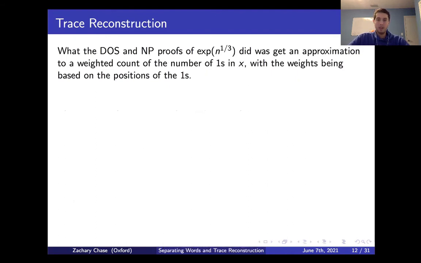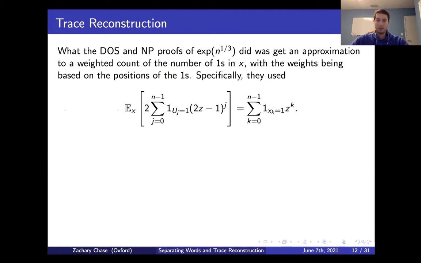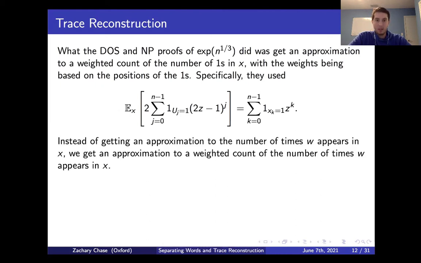Okay, so what the De-Oliveira-Servedio and Nazarov-Peres proofs of e to the cube root of n did was get an approximation to the weighted count of the number of ones in x, with the weights being based on the positions of the ones. So specifically, they use this formula. What you should focus on is that the thing that appears in the expectation is just a quantity involving the traces. And the right-hand side is a weighted count of the number of ones, where you weight by the position of the one. So instead of getting an approximation to the number of times that w appears in x, we instead get an approximation to a weighted count of the number of times that w appears in x.